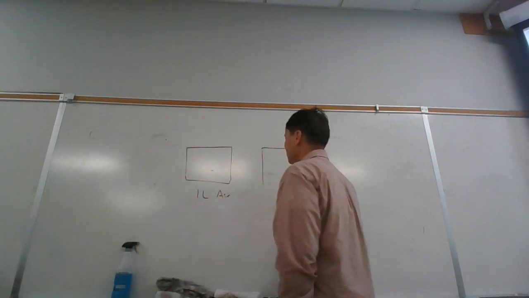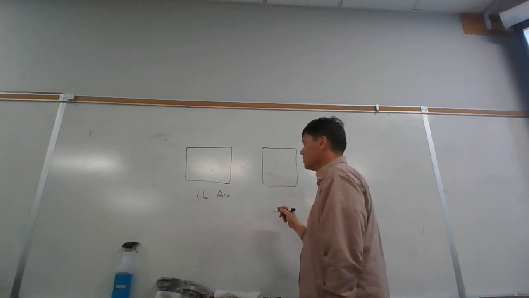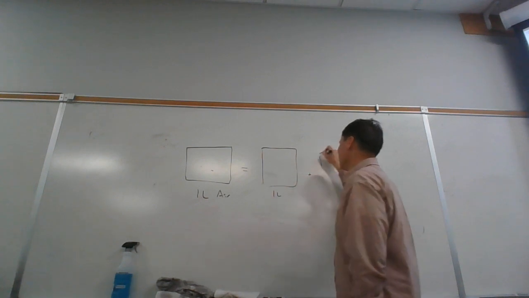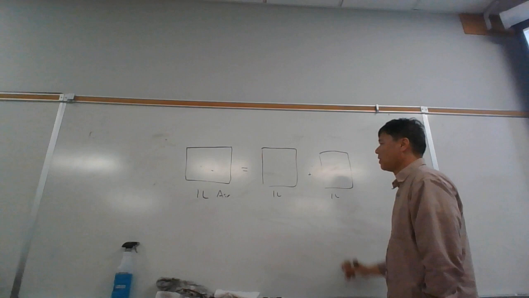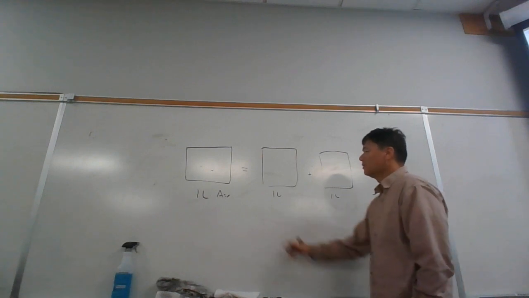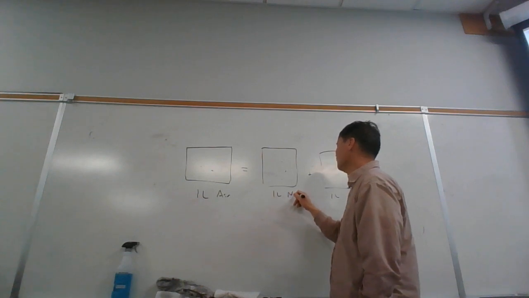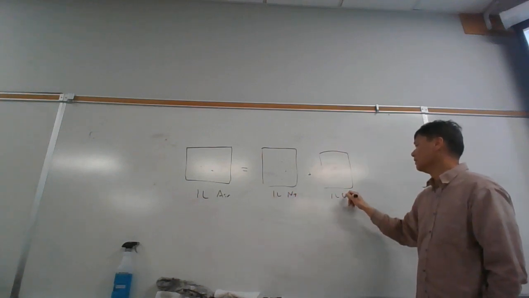This is Dalton. This 1 liter of air is equal to how many liters of nitrogen, plus how many liters of oxygen? 1 liter. And so if we take all the nitrogen out and put it in its own container, we'll have 1 liter of N2. And then we take all the oxygen out and put it in its own container, we'll have 1 liter of O2.